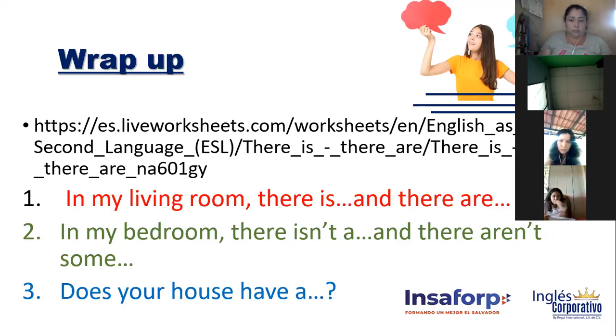Okay. In my living room, there are sofa. There is a sofa. It's only one or two or more? There are two. Ah, okay. There are 2 sofas. And there is a TV. And there is a coffee table. There is video game. Okay, thank you.